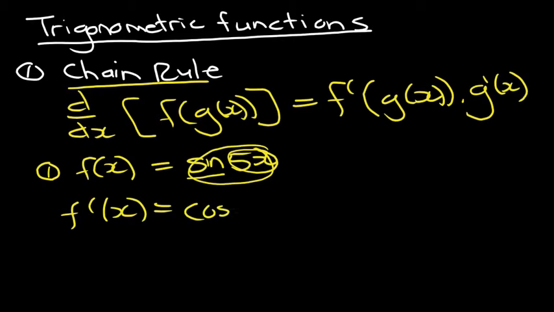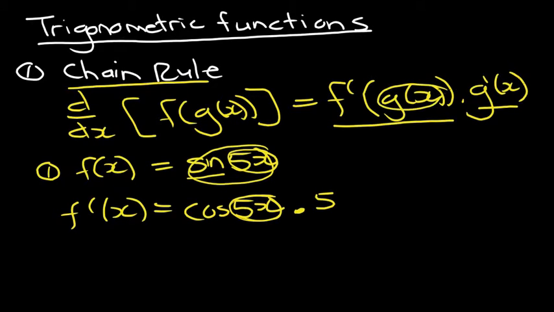So you get cos 5x, but then we still have the function on the inside, and then you must multiply it with that one's derivative, and that's just 5, because 5x, if you differentiate that, it's just 5. So again, you differentiate the big function and then you multiply it with the derivative of the smaller function inside f(x). So the answer is just 5 cos 5x.